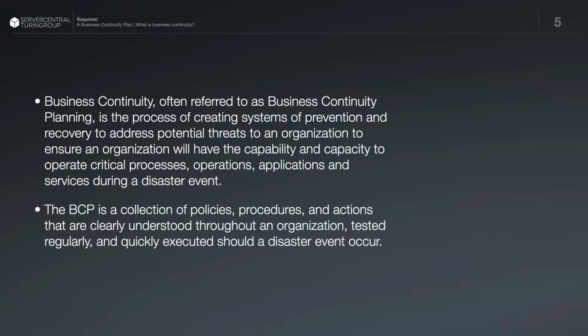The business continuity plan itself is a collection of policies, procedures, and actions that are clearly understood throughout an organization, are tested regularly, and can be quickly executed should they be required. That's a very important point, that they have to exist, they have to be tested, and everybody needs to understand what they are. Again, what is the definition and what is included in that plan? Consistency and clarity in this plan is really going to be critical for success.